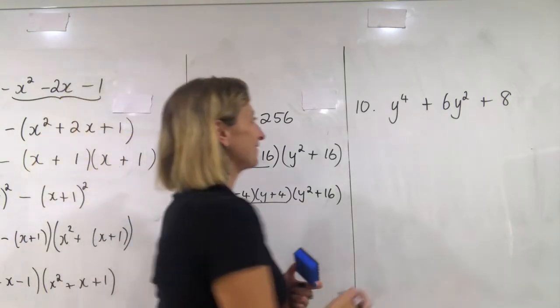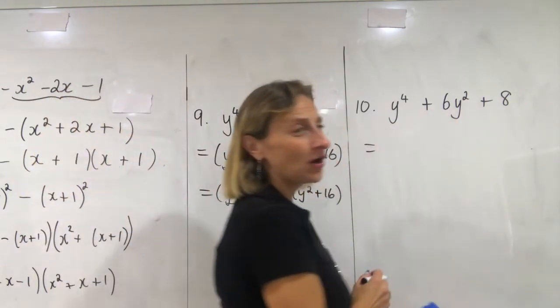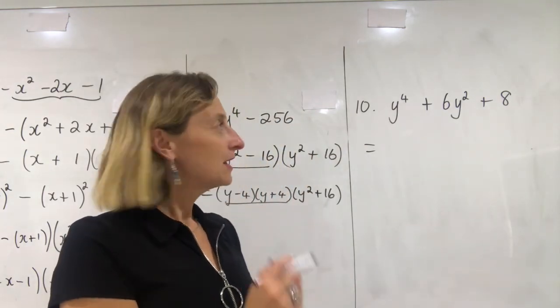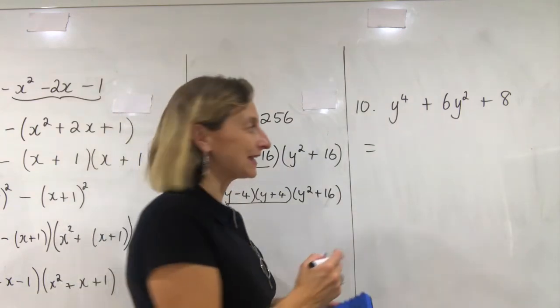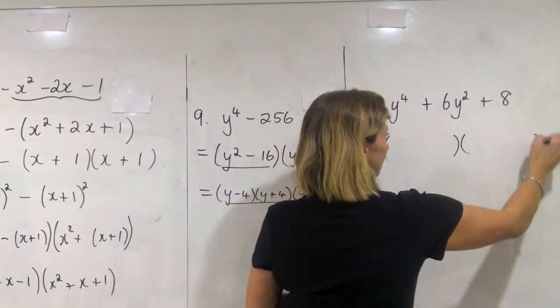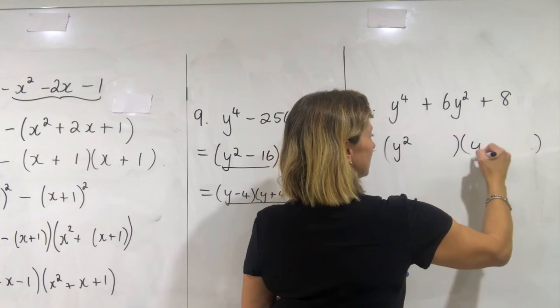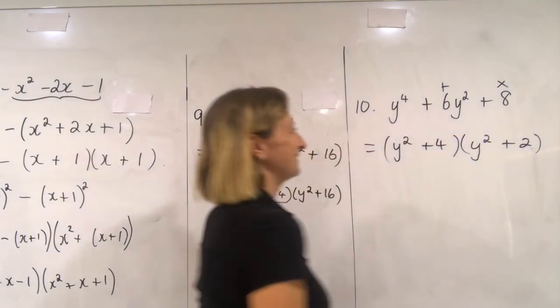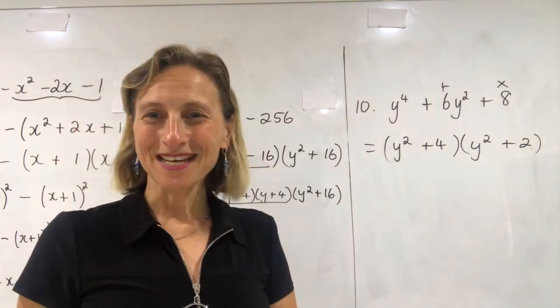Hopefully. Over here, no common factors. 3 terms, must be a trinomial. There's a 1 in the front, so it's monic. We're lucky. Y squared plus 4 plus 2. So we ended up on a pretty easy note, hopefully.